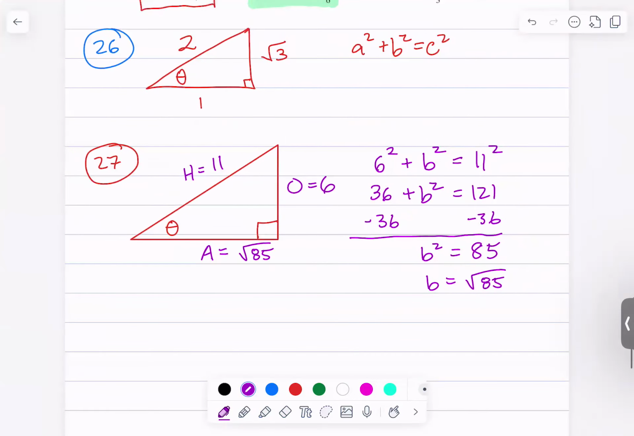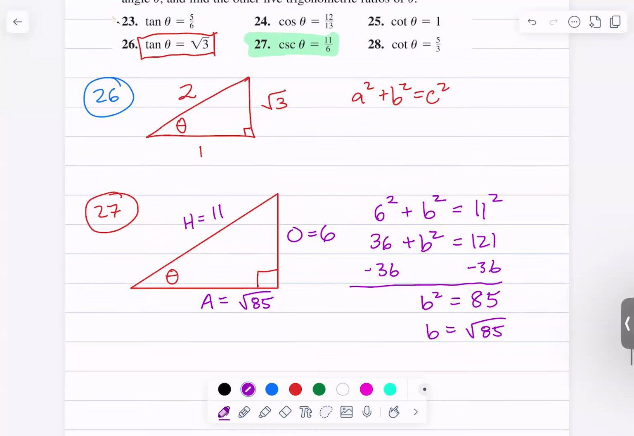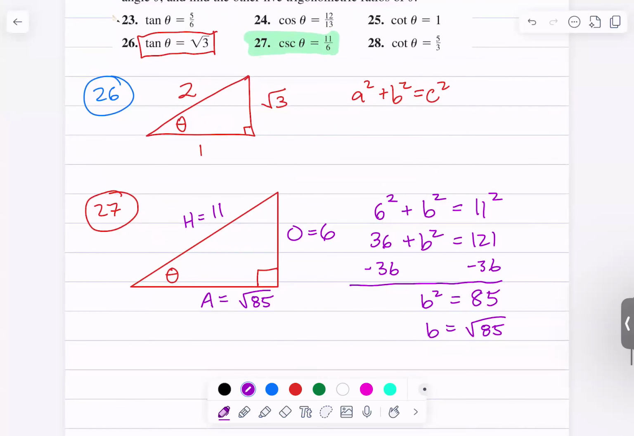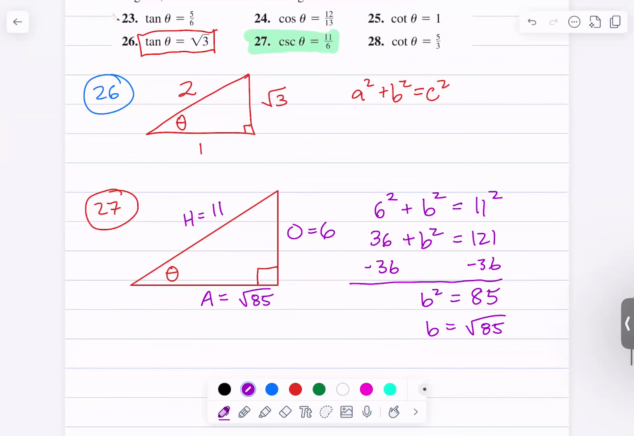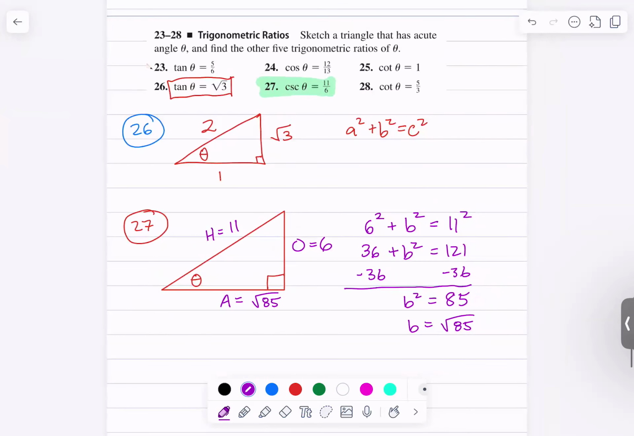So this side would be square root of 85. And then from these side lengths, you can figure out the other five trig values. Any questions here? No.